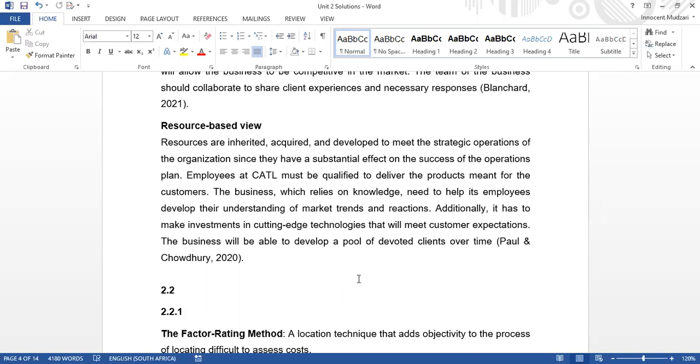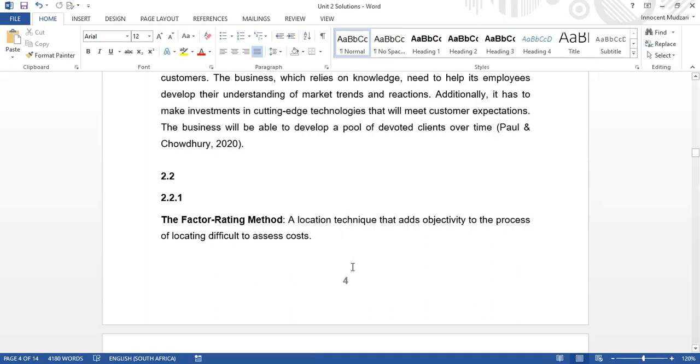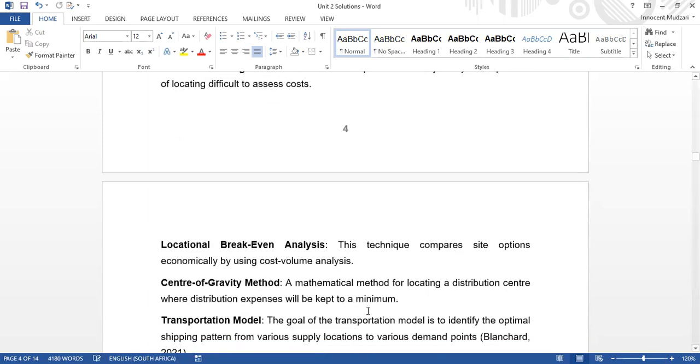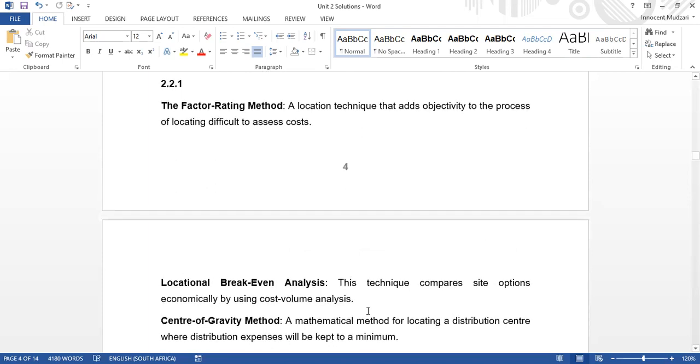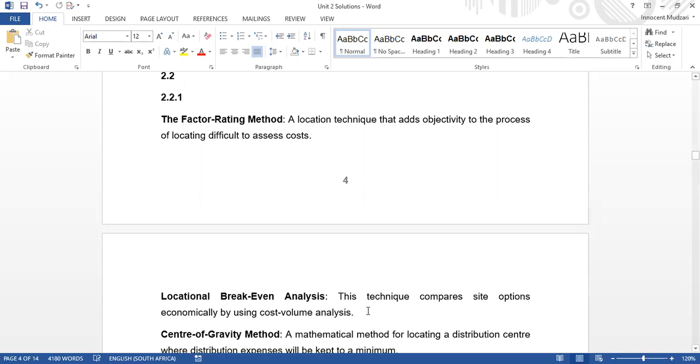So the four methods or techniques that can be used, right? You can see it's 4 marks, so you don't have to write a lot of things here. Just 1 to 2 sentences, that's fine, because it's 1 mark for each method or technique. You do not have to write a lot. Those are the things that you should look at when you are writing an exam. Make sure that you don't put too much information where it is not needed. Right, so the first one is the factor rating method.